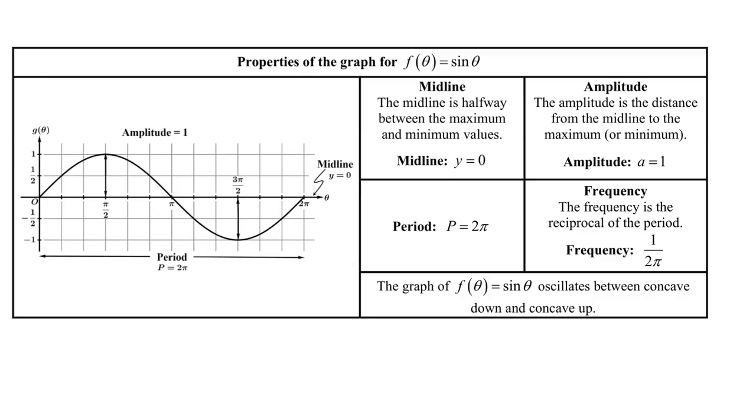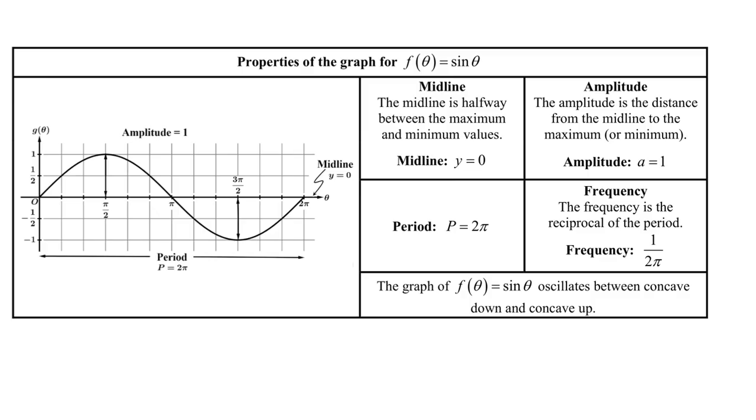Period. How long does it take to complete this S-curve? Well, it took 2 pi in the basic f of theta equals sine of theta. Later on, we're going to do transformations, so that's going to change up a little bit, okay? And then last, the frequency. The frequency is the reciprocal of the period, all right? So the frequency in this case would be 1 over 2 pi.